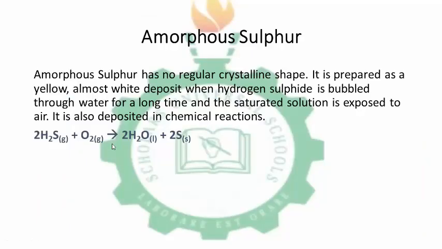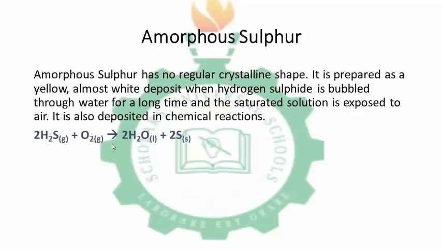Now, to the amorphous form of sulfur. Amorphous sulfur has no regular crystalline shape, from the word amorphous. Amorphous is anything that does not have a regular shape, for example, the amoeba in your biology. It is prepared as a yellow, almost white deposit when hydrogen sulfide is bubbled through water for a long period of time, and the saturated solution is exposed to air.